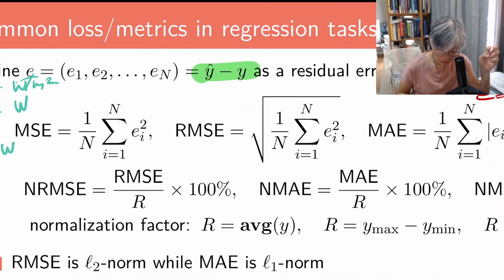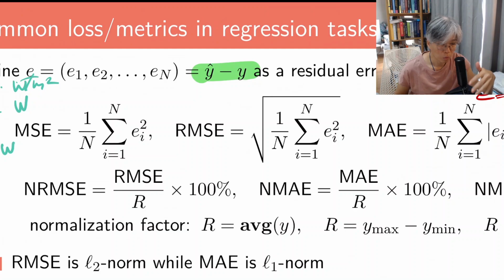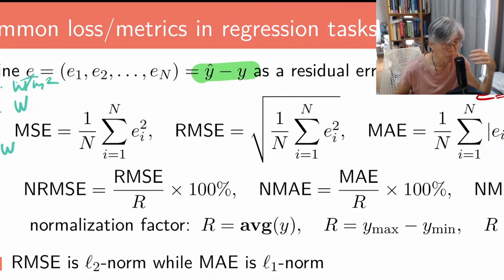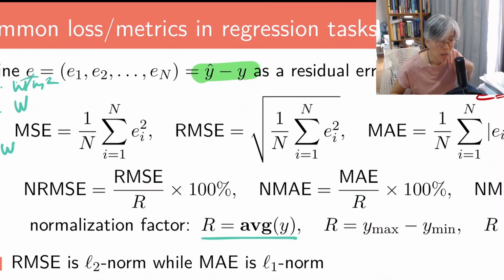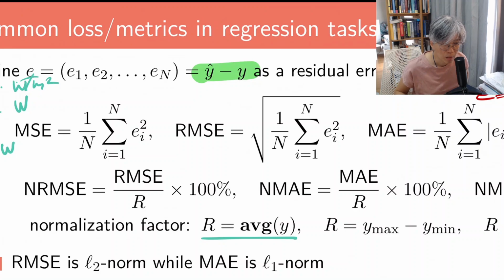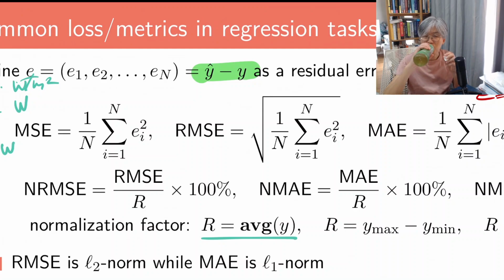And the choice of the normalization factor could be varied. There are many choices proposed in the literature. For example, in the context of solar power, renewable energy forecasting, the R can be the average of Y. And remember, the normalization factor should be a single factor that can be obtained from a data set. I mean, this normalization factor is data dependent.